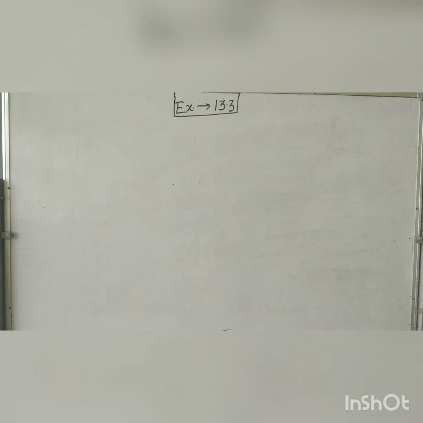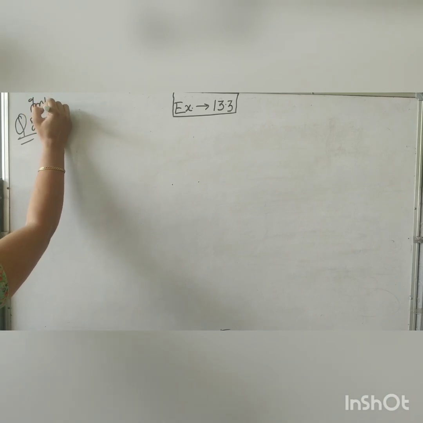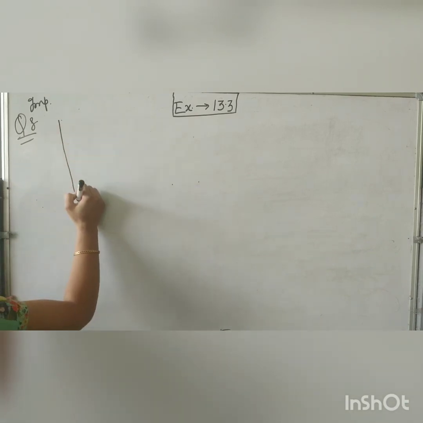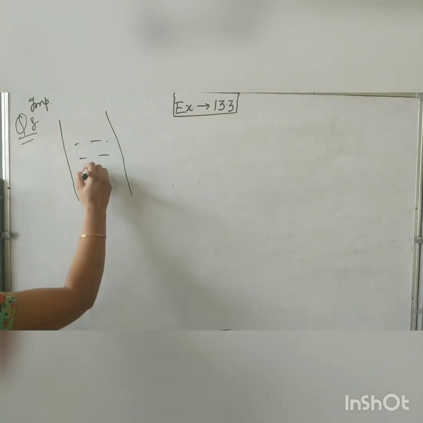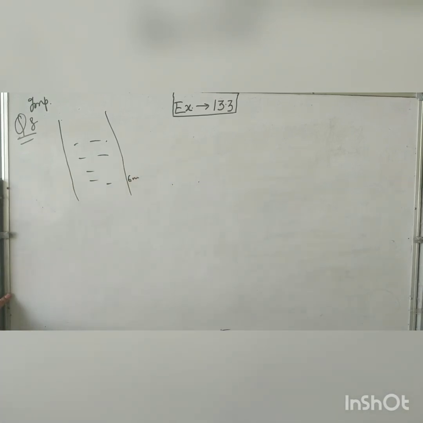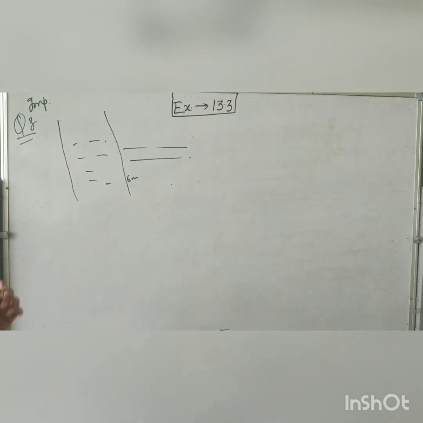Next question of this exercise, question number 8. Very important question. Water in a canal 6 meter wide and 1.5 meter deep is flowing with a speed of 10 km per hour. How much area will it irrigate in 30 minutes?